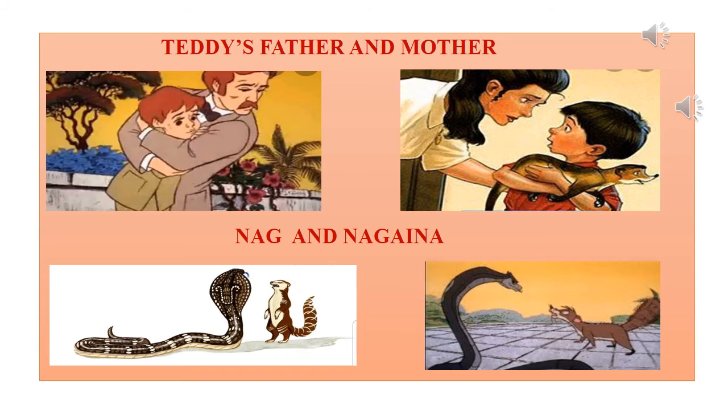Teddy's father and mother. Teddy's father comes to Rikki Tikki's aid in a dangerous situation. And Teddy's mother cares for Rikki Tikki. Nag and Nagaina. Nag is a cobra and one of the antagonists of the story, which is the character who battles the protagonist. Nagaina is a cobra, Nag's wife, and one of the antagonists. She is involved in an important battle with Rikki Tikki.